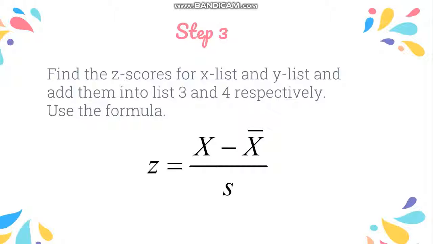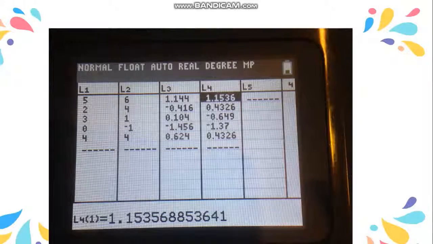The next step is to find the z-scores for the X list and Y list and add them into list 3 and list 4 respectively, and use the formula. So remember, the formula is z equals x minus x bar over the standard deviation of x. Likewise, for y, it's z equals y minus y bar over the standard deviation for y. So this is what it looks like inside of my calculator once I found the z-scores for x and y.